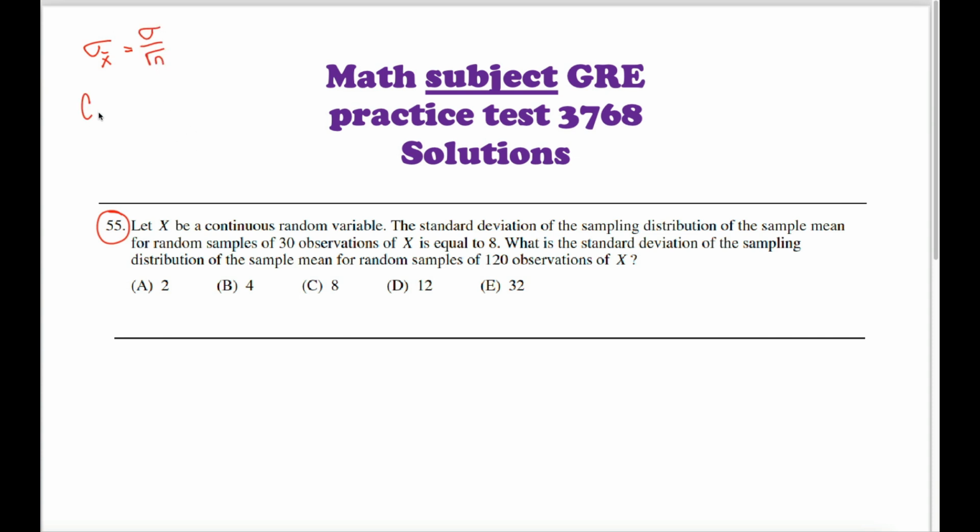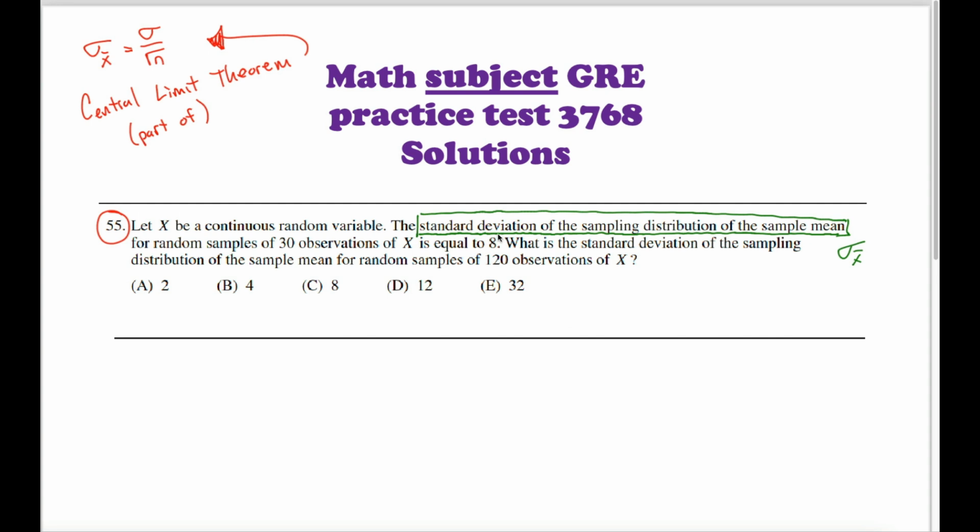That's it. This comes from the central limit theorem and kind of makes sense if you think about it. But I'll save the intuition because I want to show you how easy this is to solve. The problem tells us that the standard deviation of the sampling distribution of the sample mean, so this thing, sigma sub x bar, is equal to 8 when our sample size is 30. In other words, 8 is equal to sigma divided by the square root of 30. What it asks is for the standard deviation of the sampling distribution of the sample mean, so the same thing, sigma sub x bar, when n is equal to 120.